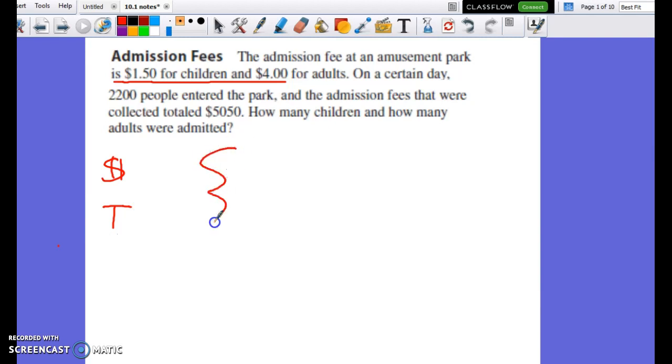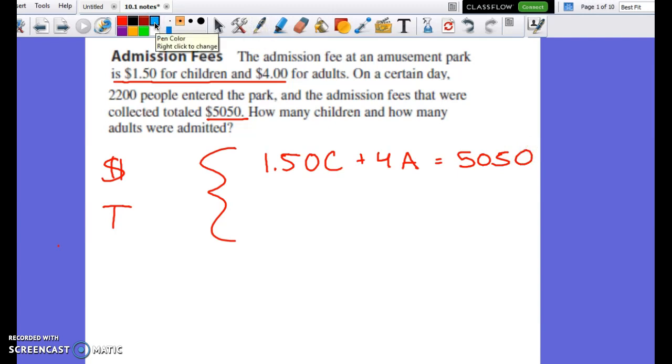So my line that talks about money, it's $1.50 for children. So I'm going to use a C for children. It's $4 for adults. And in total, money-wise, this is how much money was made. Now the second line is going to be based on how many tickets were sold. And that's our number there. So we're going to say children plus adults equals 2,200.